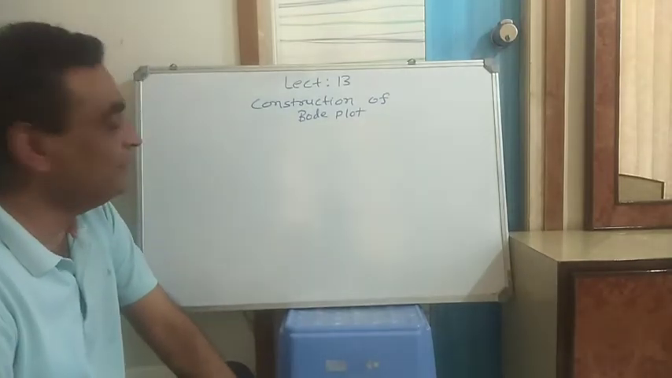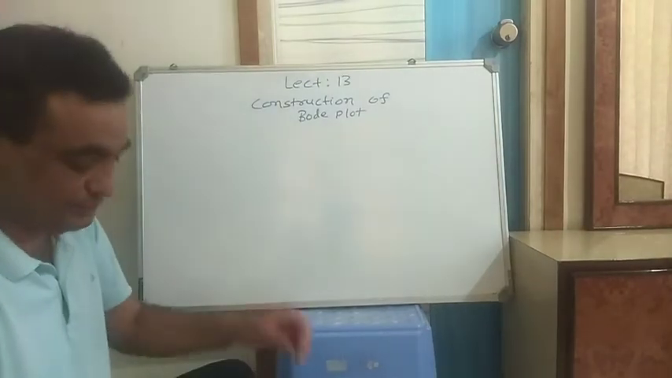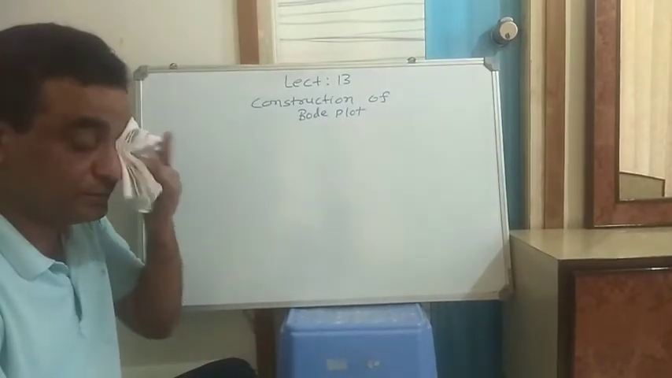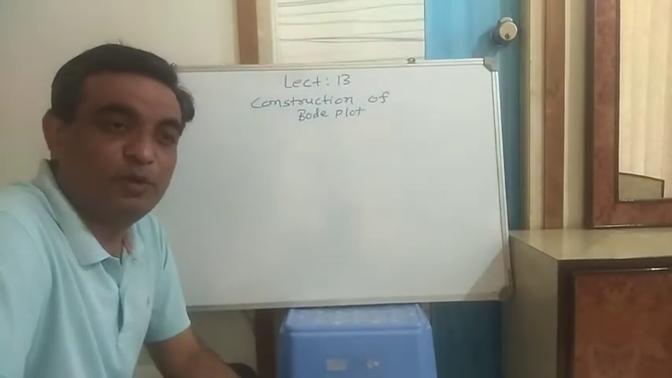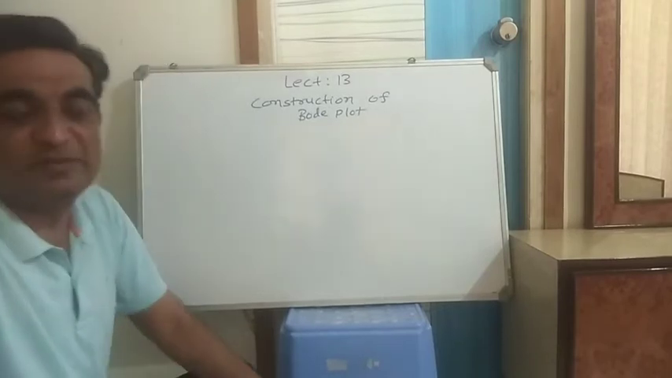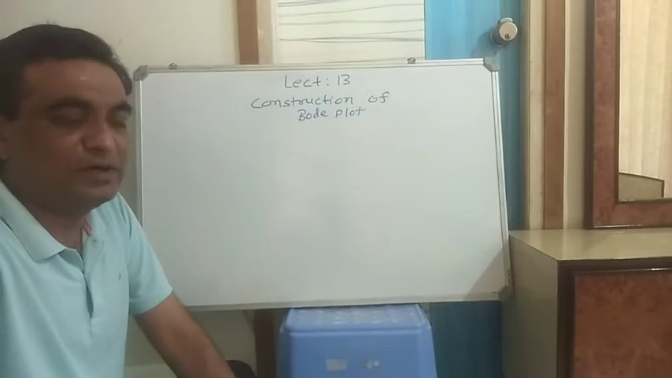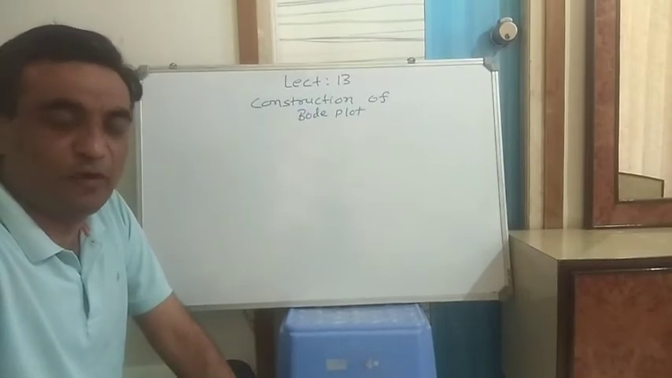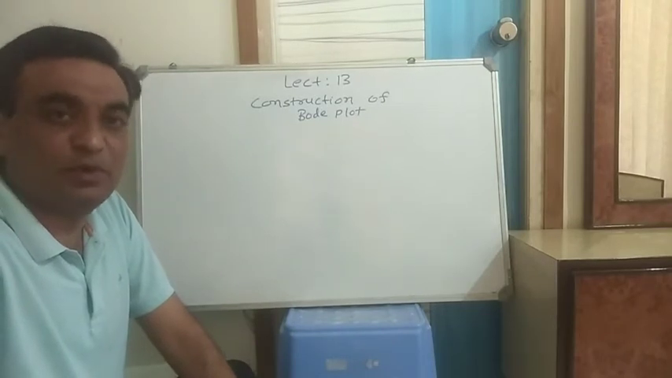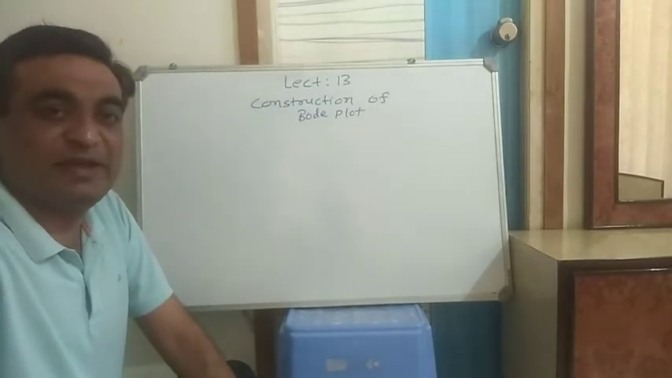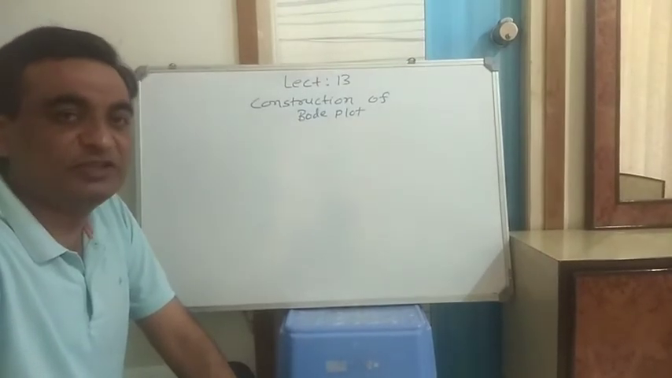Hello, good afternoon, everybody. Today we are continuing with the construction of Bode plots, and we have seen that the Bode plot consists of two plots, the magnitude plot and the phase plot. The first step is to convert the transfer function into its time constant form, and then find the steady state gain K from the time constant form.